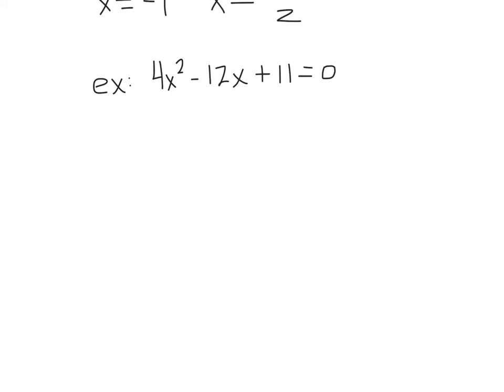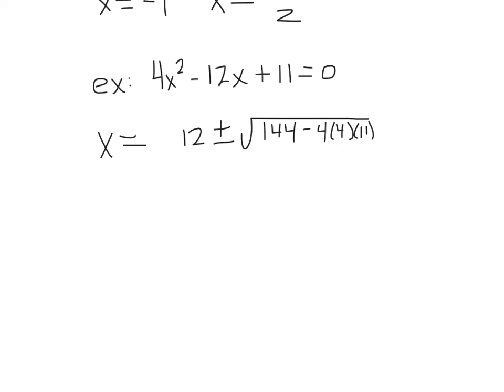This example, again, we can factor, we can complete the square, we can use the quadratic formula. Let's use the quadratic formula. So we're going to have x equals, first thing is negative b. Since our b is negative 12, that'll be positive 12, plus or minus the square root of b squared, so negative 12 squared gives us 144. And then minus 4 times a, which is 4, times c, which is 11. It's all over 2 times a, so 2 times 4.